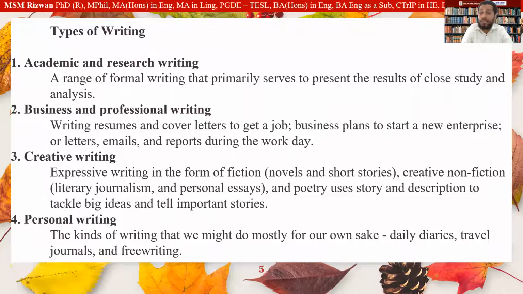And the last type is personal writing. Personal writing is the kind of writing that we might do mostly for our own sake. For our own sake, it is what we call personal writing. You may write daily diaries, travel journals, as well as free writing. You may have diverse purposes for the personal writing style, right? So, dear students, ladies and gentlemen, you have to know the types of writing as well as the scenario behind the types of writing.